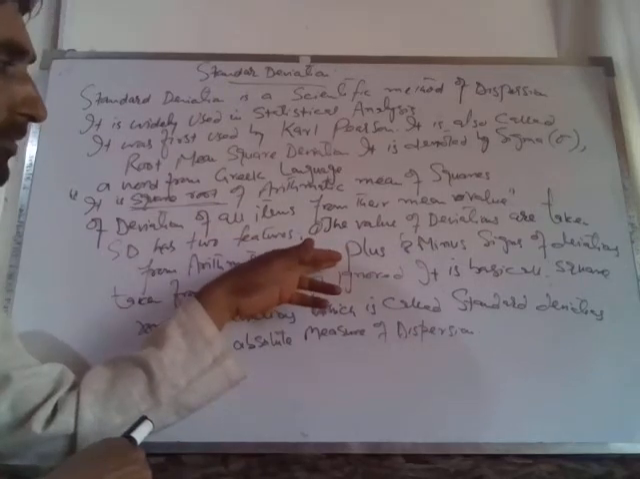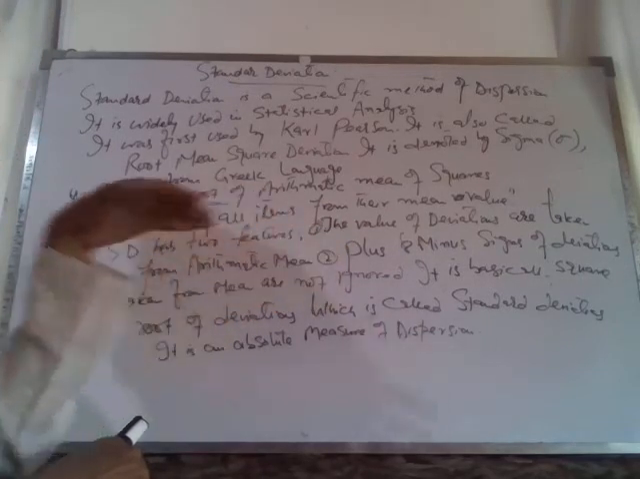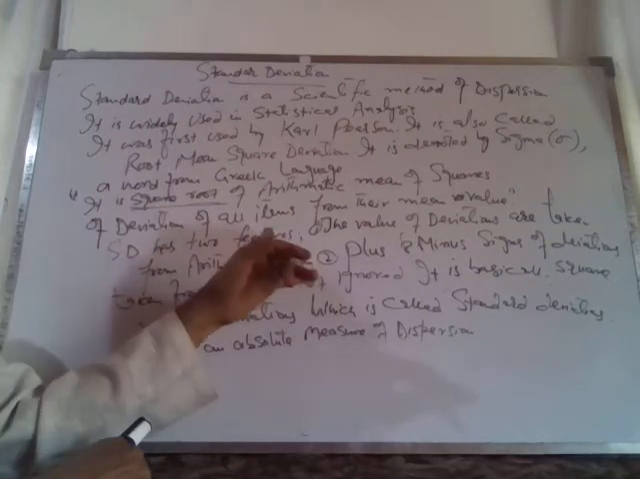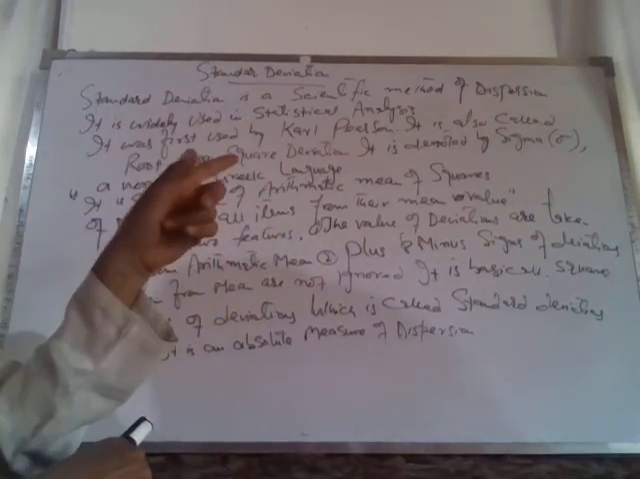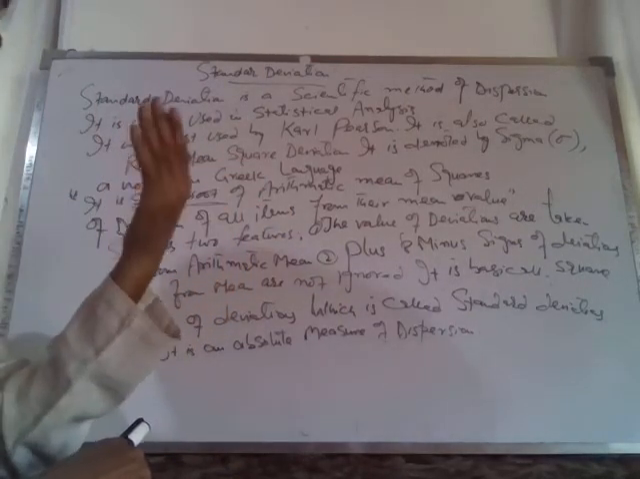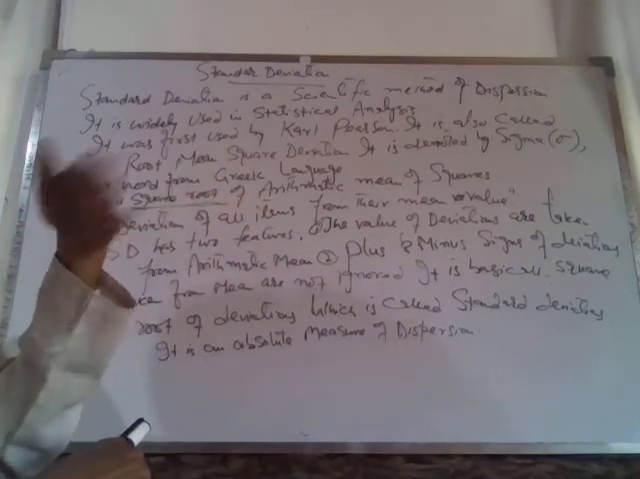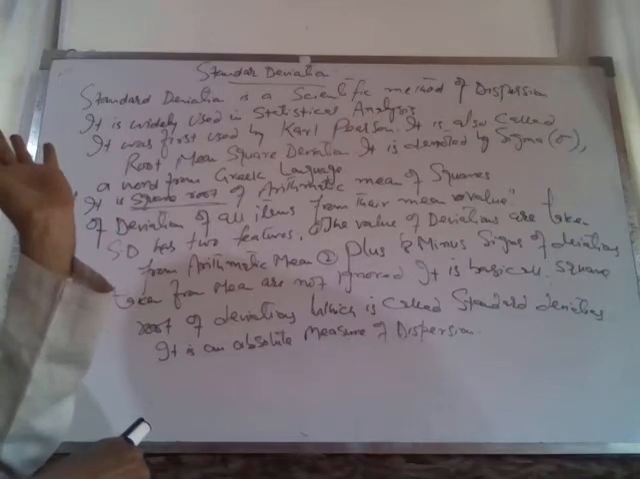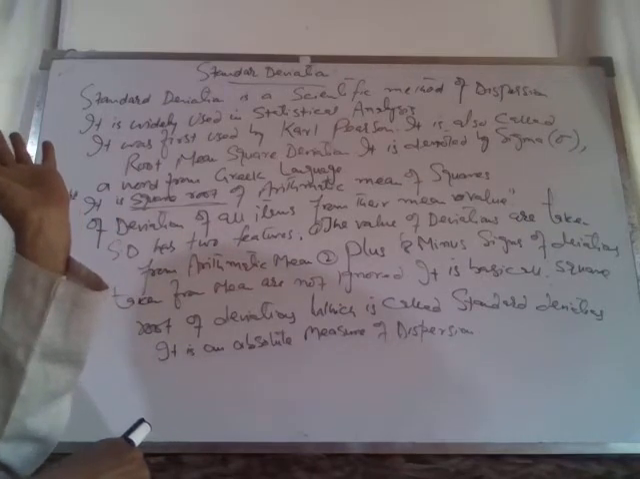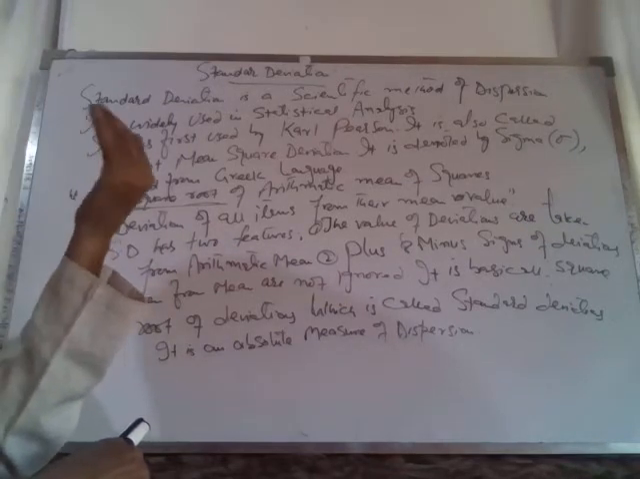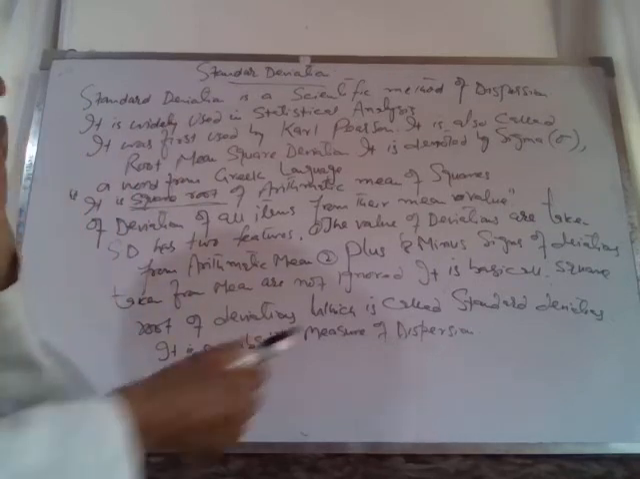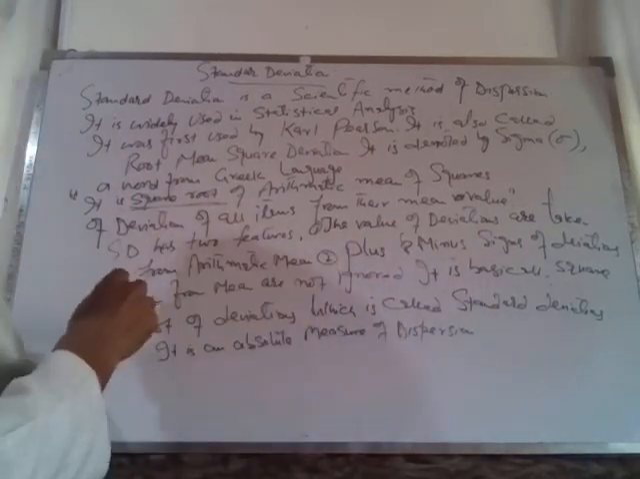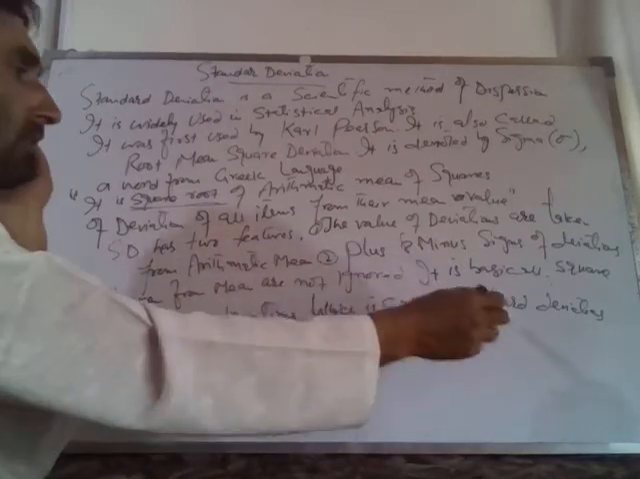The second important feature is that the plus and minus signs of deviations taken from the mean are not ignored. Here we do not ignore the plus and minus signs, but when we square the deviations, all signs become positive. It is basically the square root of the squared deviations, which is called standard deviation.